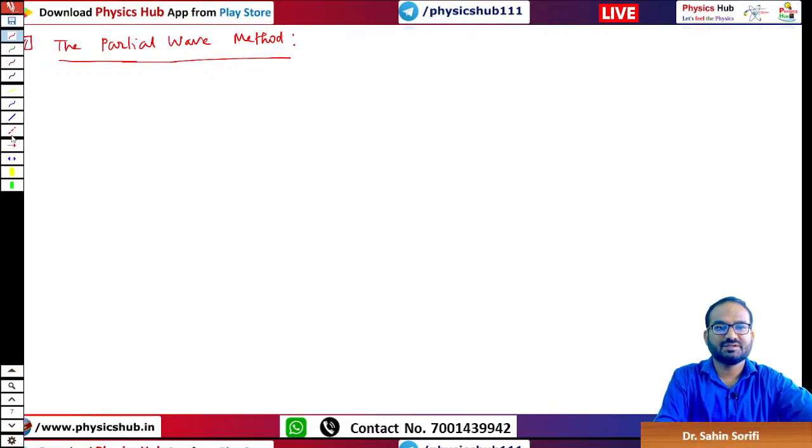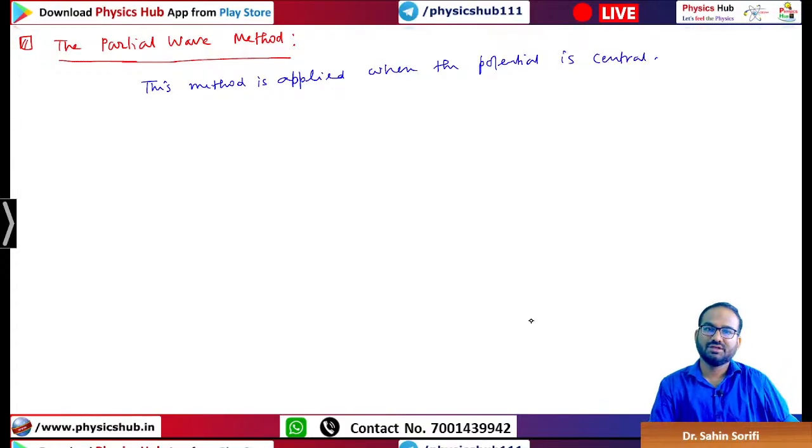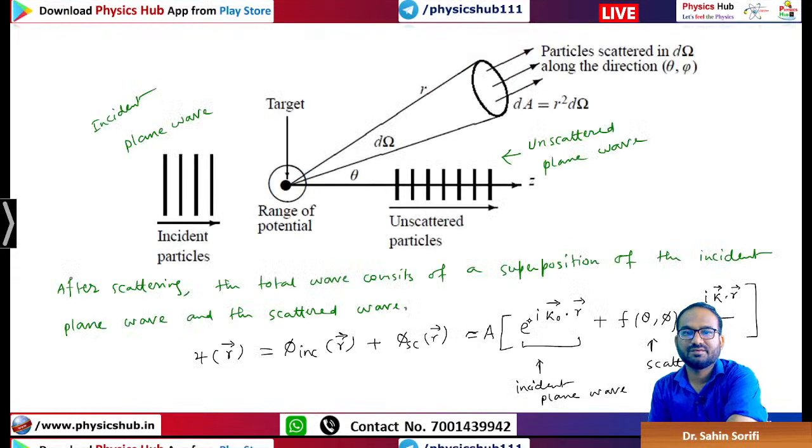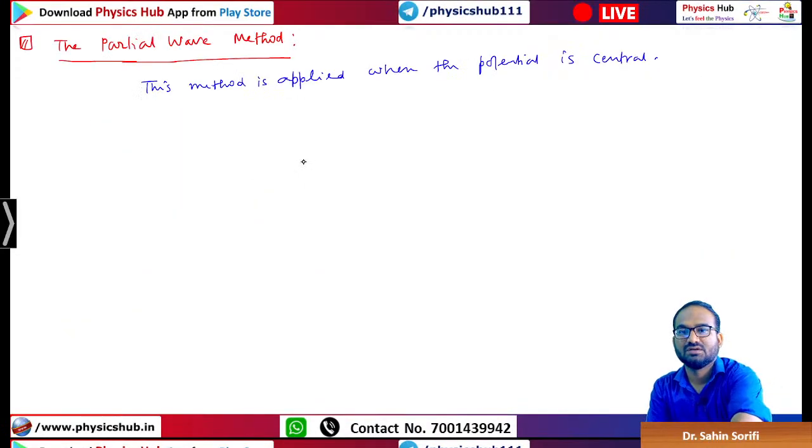Okay, so this method is applied when the potential is central. Central potential, you know, is when the potential is a function of r, V is a function of r, like the gravitational, electrostatic potential. All of these are central potentials. As you can see, it is talking about this. So here we have some target and we have a potential. If this potential is central in nature, then we apply this partial wave method.